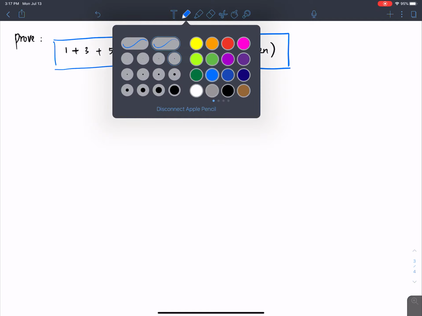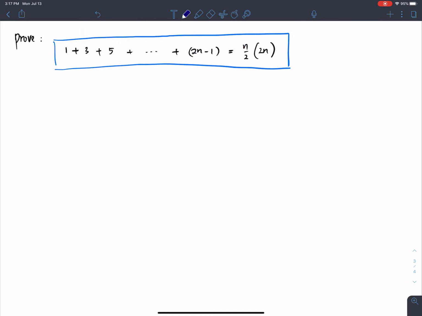And in mathematical induction, I mentioned there will be 3 steps. Step 1, prove for n equal to 1. Step 2, assume it is true for n equal to k. And after assumption, step 3, we prove it is also true for n equal to k plus 1. So prove here, assume here, and last one, prove here.